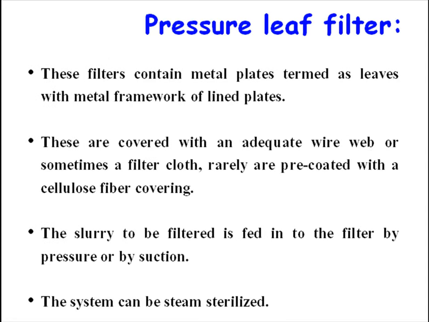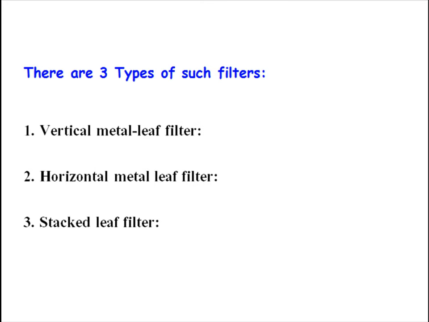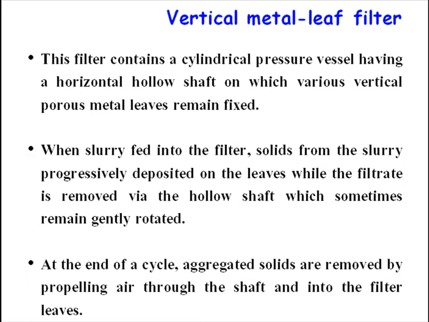Pressure leaf filter. These filters contain metal plates termed as leaves with a metal framework of lined plates. These are covered with an adequate wire web or sometimes a filter cloth. Rarely are they pre-coated with a cellulose fiber covering. The slurry to be filtered is fed into the filter by pressure or by suction. The system can be steam sterilized. There are three types of such filters: vertical metal leaf filter, horizontal metal leaf filter, and stacked leaf filter.